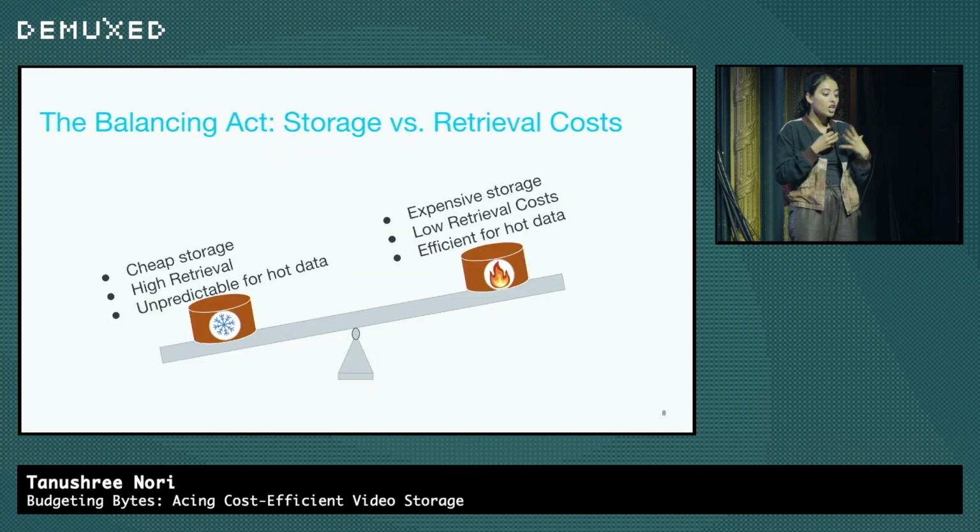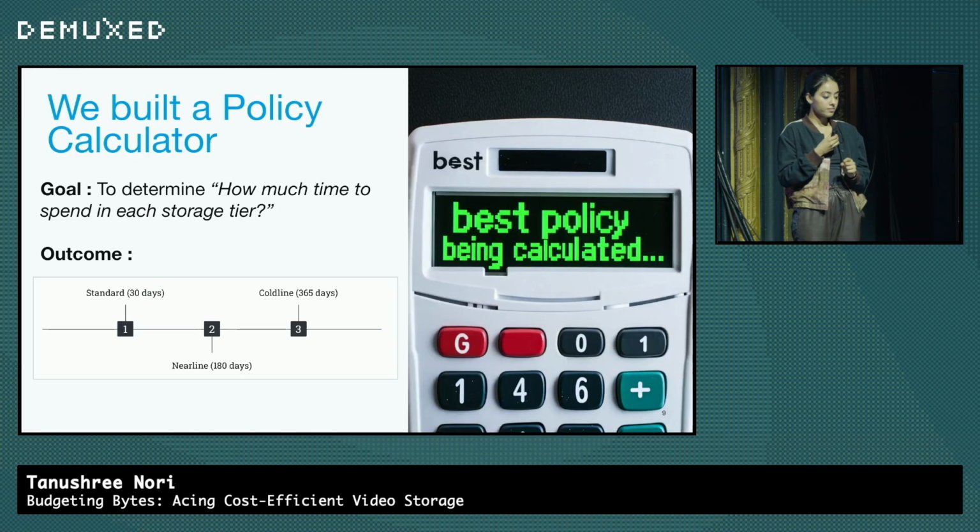So yeah, the key to optimizing storage then ends up being a balancing act. You don't want to pay for expensive storage when your content is rarely retrieved. You also don't want to pay for cheap storage and then be hit with massive retrieval fees. So it ends up being a balancing act between storage costs and retrieval costs.